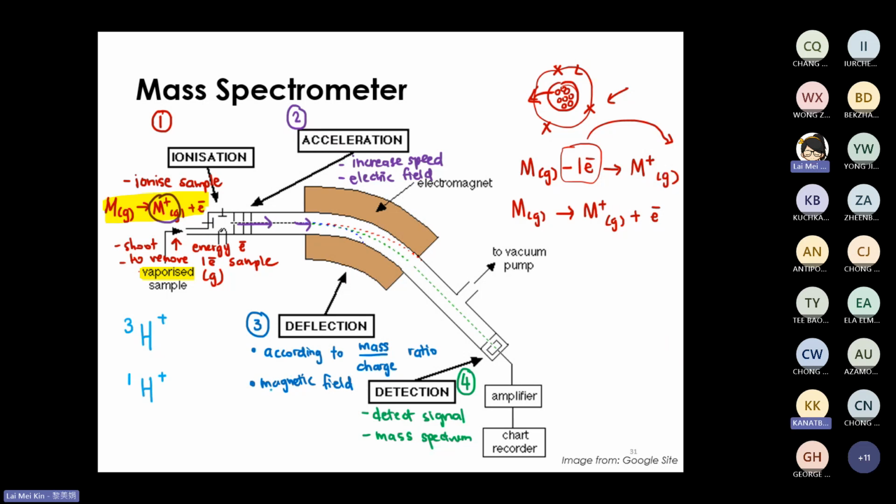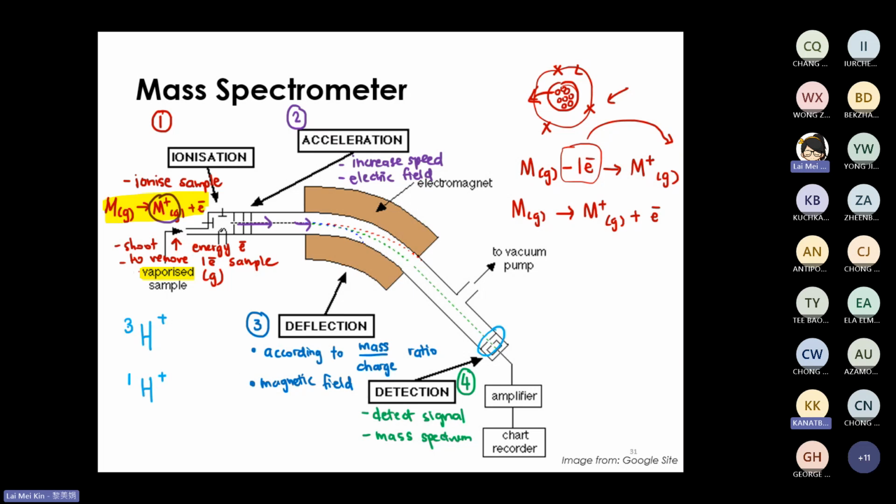Hydrogen, isotope hydrogen 1 and hydrogen 3. Always remember in a mass spectrometer, only the positively charged ion will be detected. Because your first stage is ionization, you form a positive charge. If it is not positive charge, it cannot be detected. So back to here. I have hydrogen 3 positive and 1 positive.